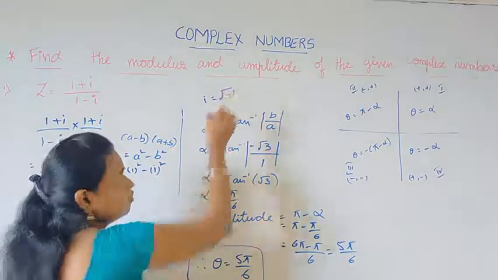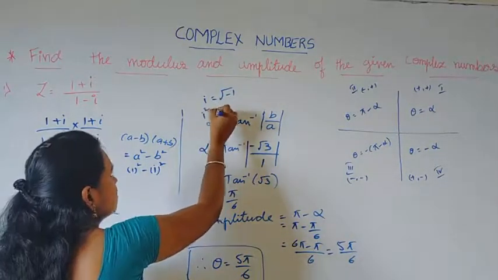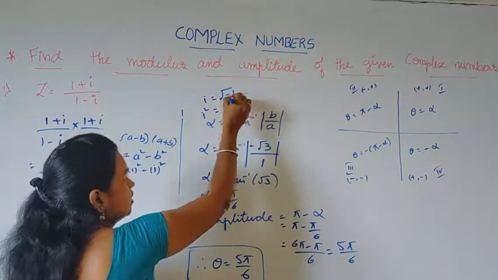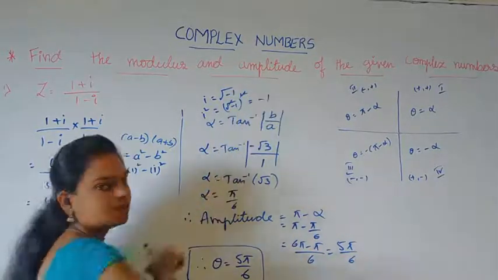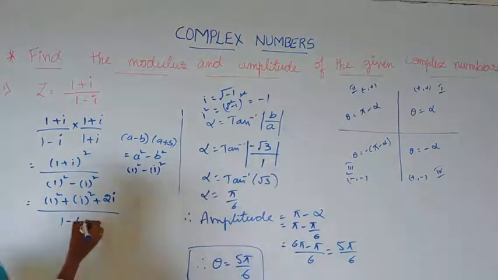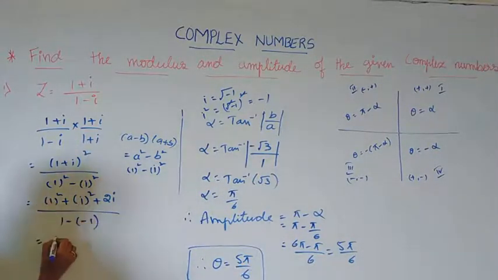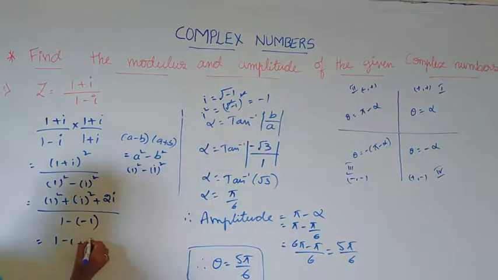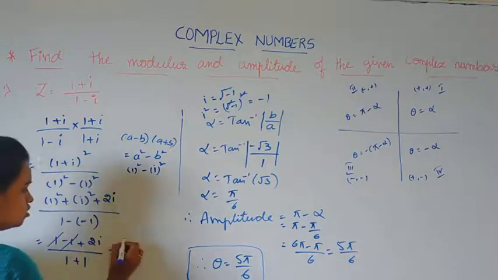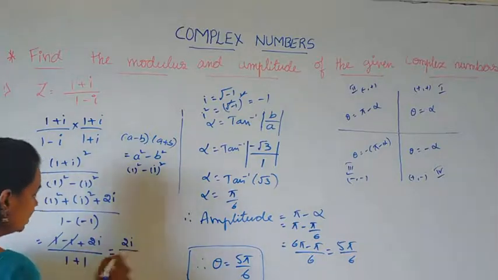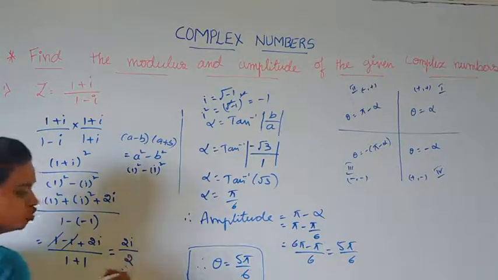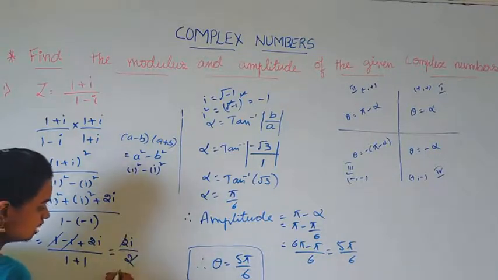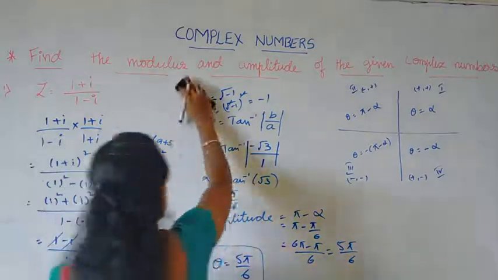i means square root of minus 1, right? What is the value of i square? Square root of minus 1 the whole square. The square root gets cancelled, it becomes minus 1. So 1 square is 1, and i square is minus 1, plus 2i, divided by 1 minus into minus becomes plus 1. So plus 1 minus 1 gets cancelled. The remaining is 2i divided by 1 plus 1, which is 2. So 2 gets cancelled, and the remaining is i. So the answer is i.